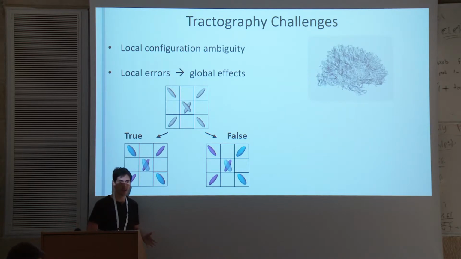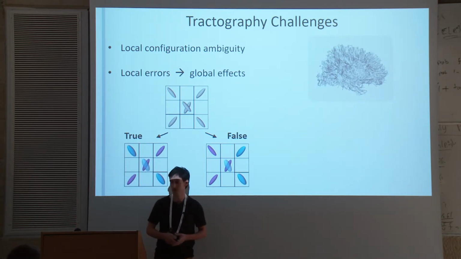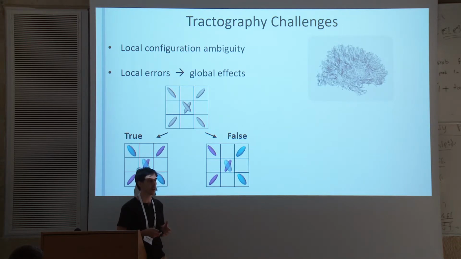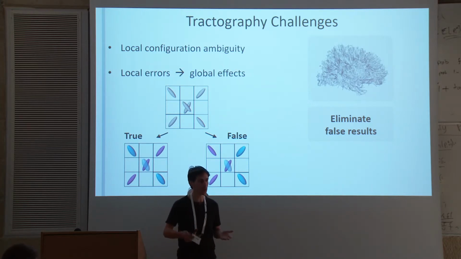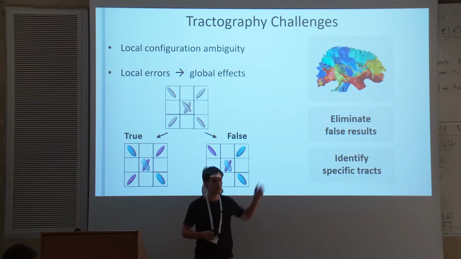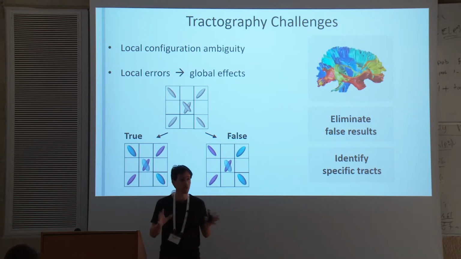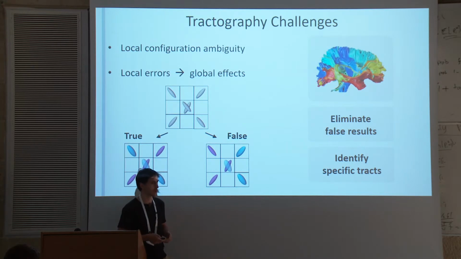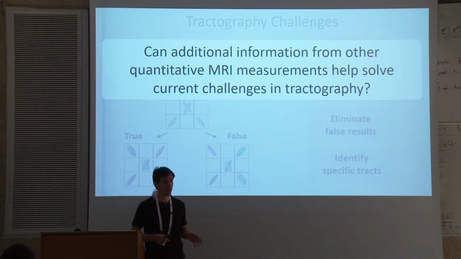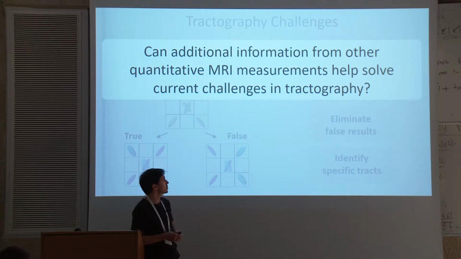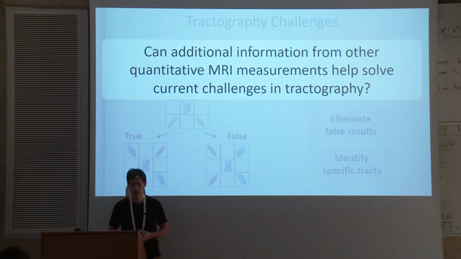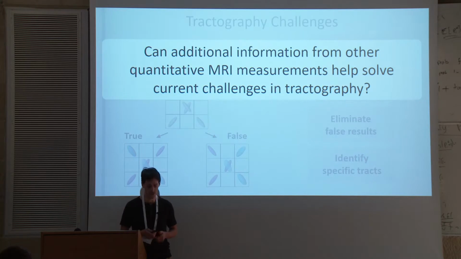So we want to study the connectome, we want to understand how it changes in different states, but we have two very basic limitations. One is we're not even sure which connections exist and which don't. We want to be able to eliminate false positive results. And the other is, even if we do get all the geometry right, how do we group streamlines together? How do we say where one system begins and the other ends if we want to study specific tracts? So the question we asked in the lab is, maybe we can take some complementary information from other kinds of quantitative MRI, not just diffusion, and then integrate this new information to try and tackle these current challenges of tractography.